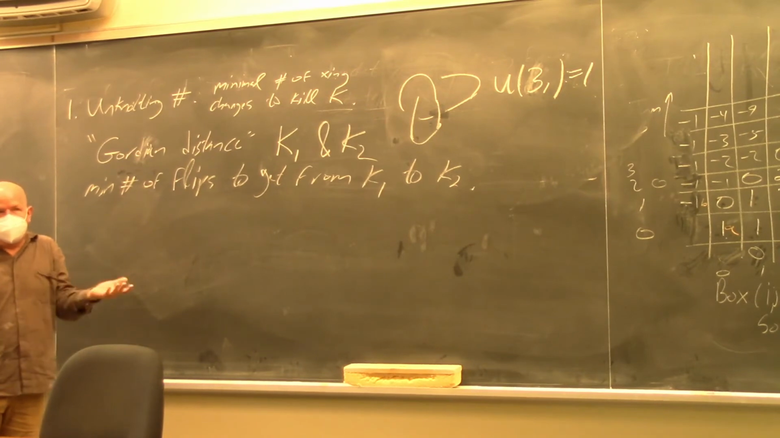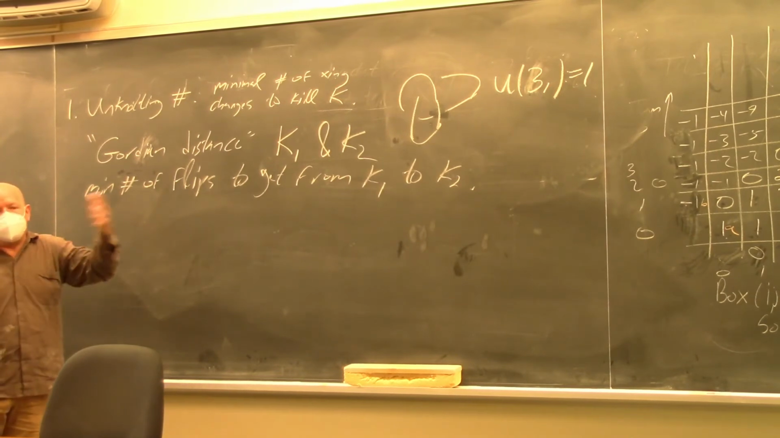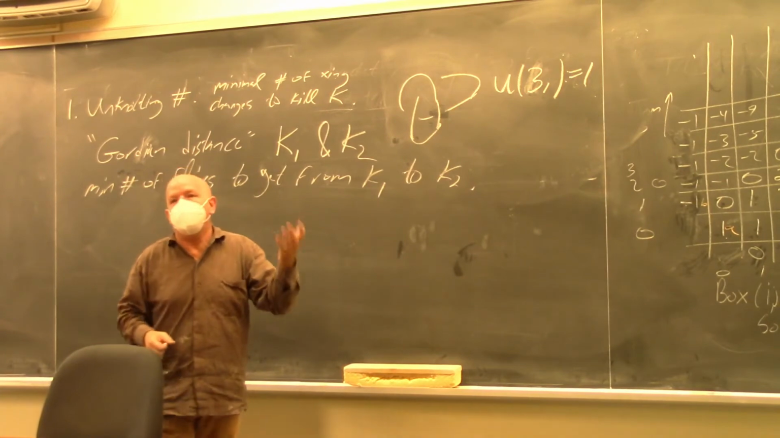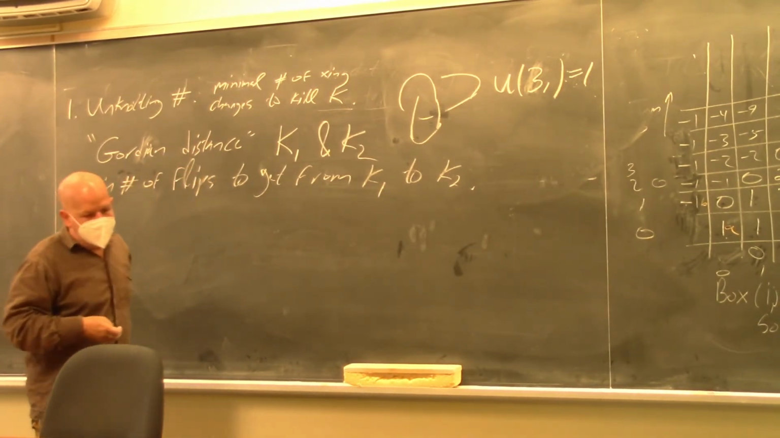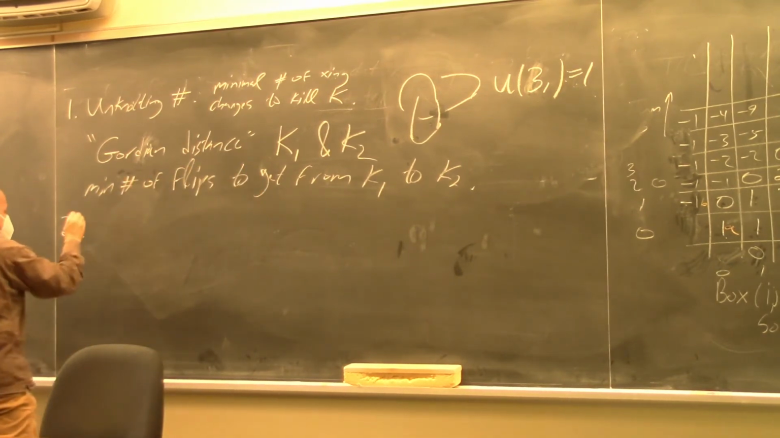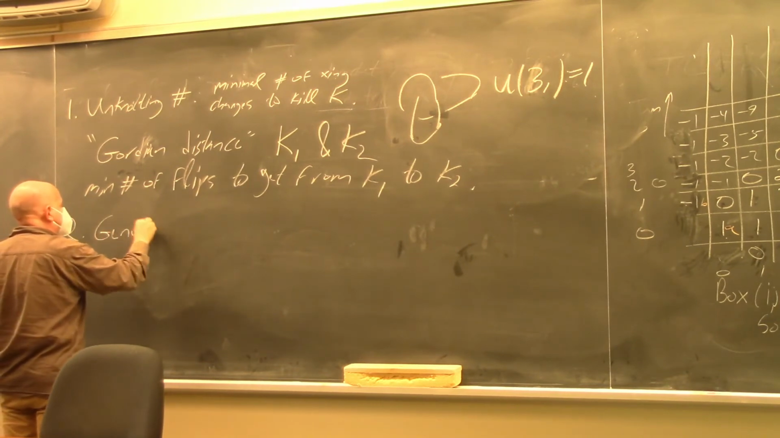Can you prove that you need at least 3 flips to get from one complicated knot, take any knot in one of those pictures, to any one of the others? I don't know. Okay, so this is the first example. The second example is the genus of a knot.